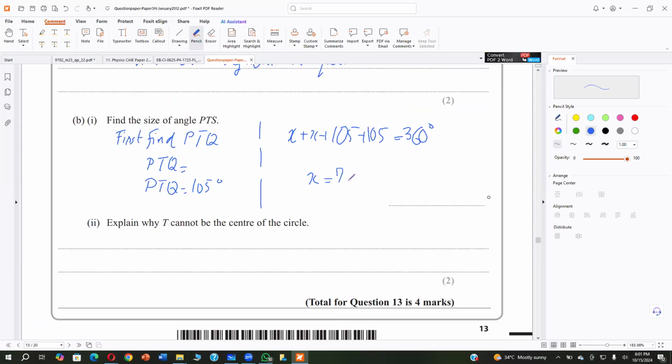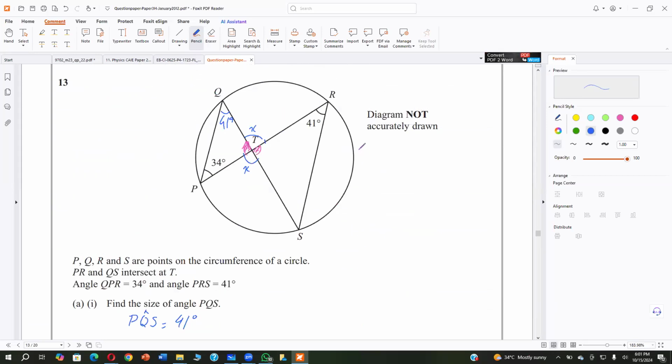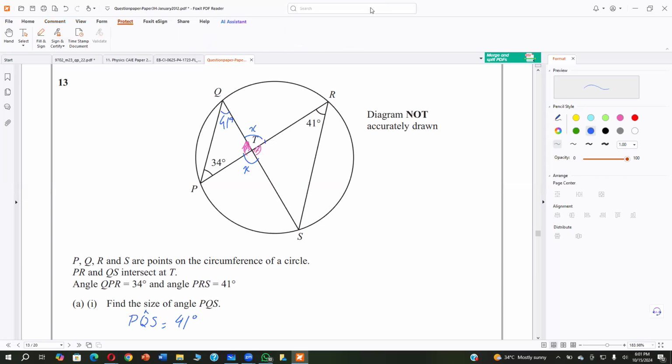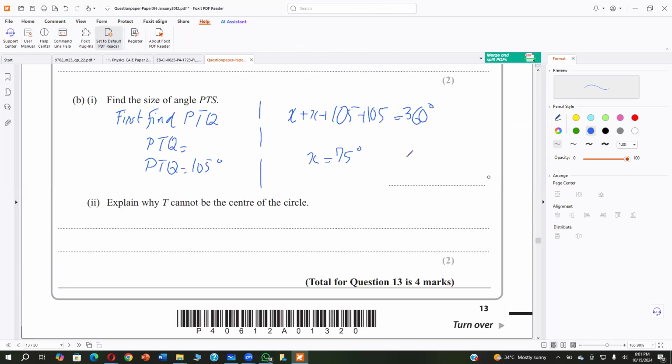And he says, why can't it be the center of the circle? If T is the center of the circle, then it should be double of 41. But it is not double of 41 because it's not the center. He says how you can prove T is not the center, otherwise X should be double of 41. So we are stopping here.